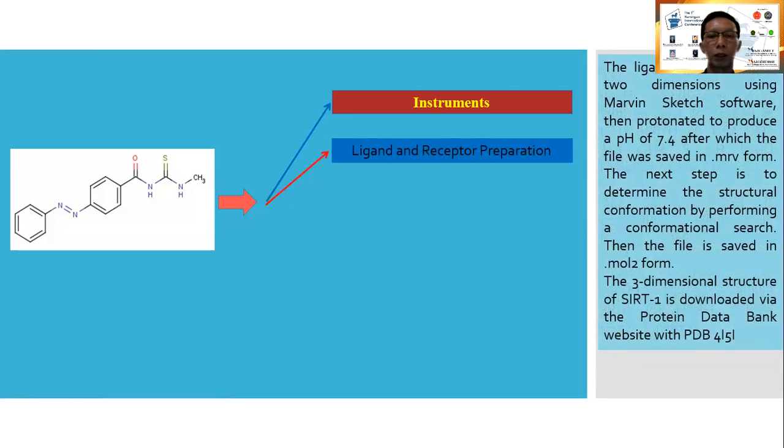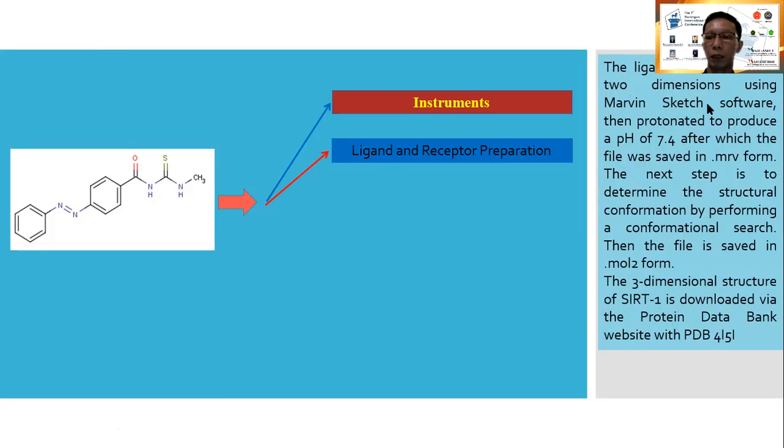And for the procedure, the first procedure we did was ligand and receptor preparation. The ligand was drawn in 2 dimensions using Marvin's CAD software, and then protonated at a pH of 7.4, after which the file was saved in .mrv form. The next step is to determine the structural conformation by performing a conformation check. Then the file is saved in .mol2 form.